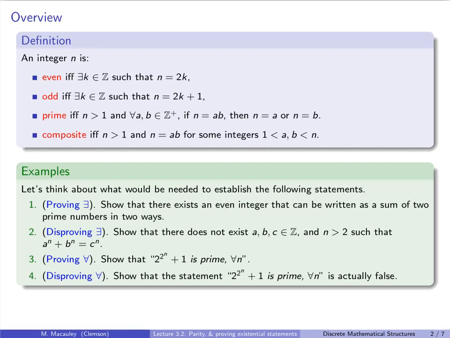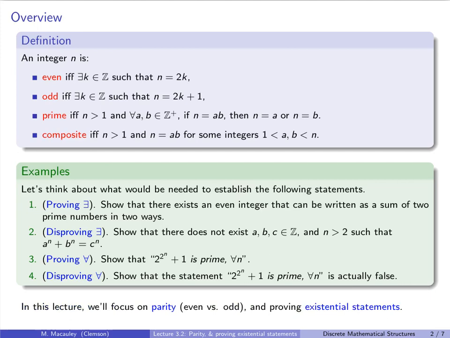Finally, our last thought experiment is how to disprove a universal statement. For example, consider the same statement that I just gave you. 2 to the 2 to the n plus 1 is prime for all n. Suppose I told you that was false. How would you disprove it? Well, all you have to do then is find a single instance of n for which 2 to the 2 to the n plus 1 is composite, and then you're done. So is this true or false? Well, this is something that we will come back to in the next lecture, so stay tuned.